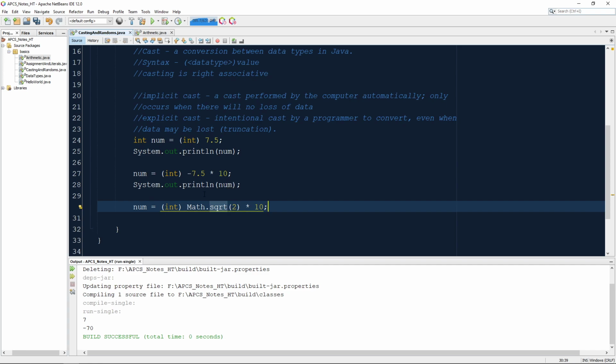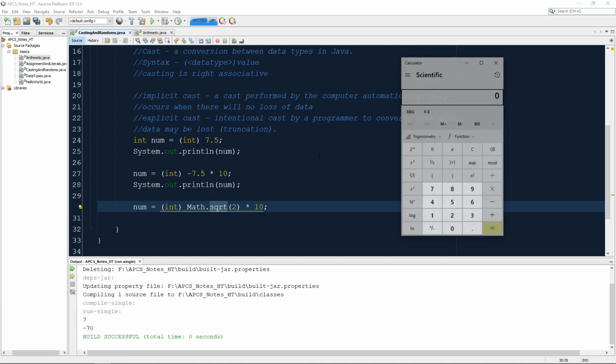I don't necessarily know it off the top of my head, but if we were to run our calculator and do 2 and then square root, where's my square root symbol? That's 1.414 and so on. So 1.4. If we did 1.4 times 10 and we didn't do the cast, we would get 14 point something.